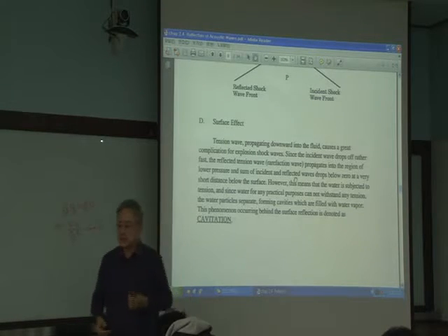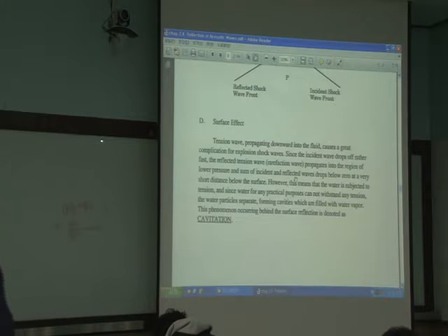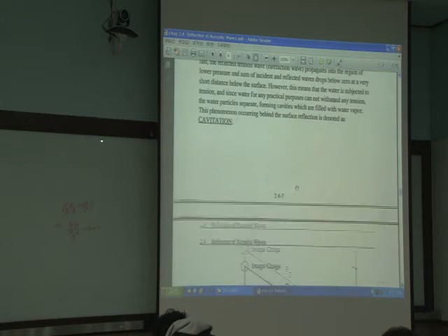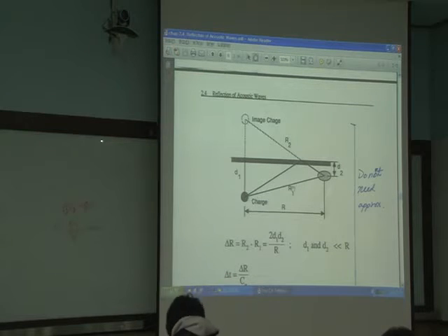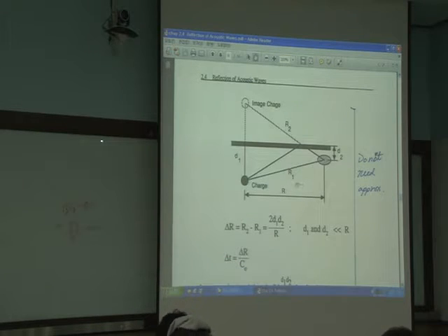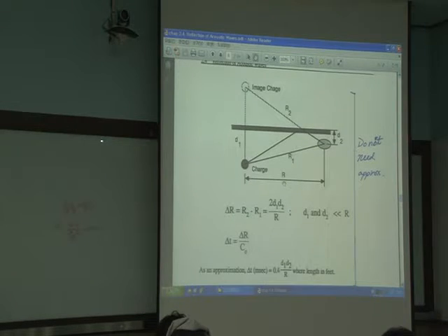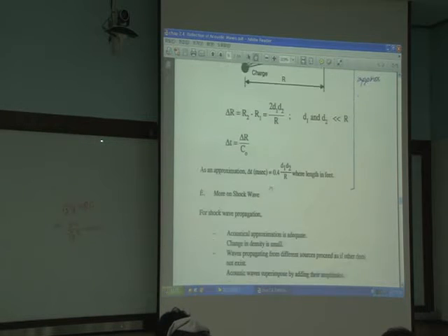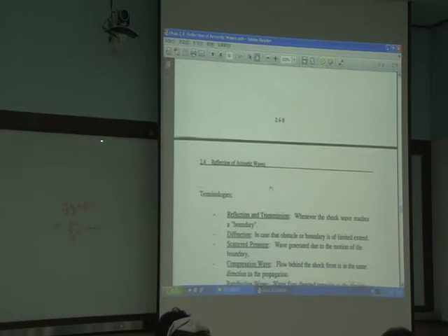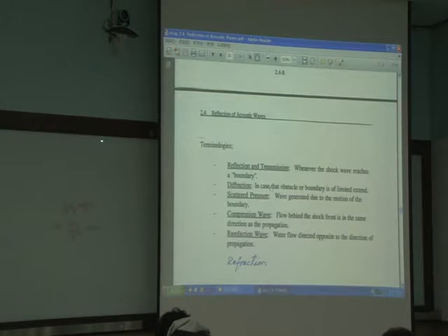So the next section is what? About that one, you don't have to worry. This is really an approximation. Nowadays you can compute exact, so you don't have to use approximation. But this is an approximation when R is very large, far field explosion, but you don't have to do that, okay?